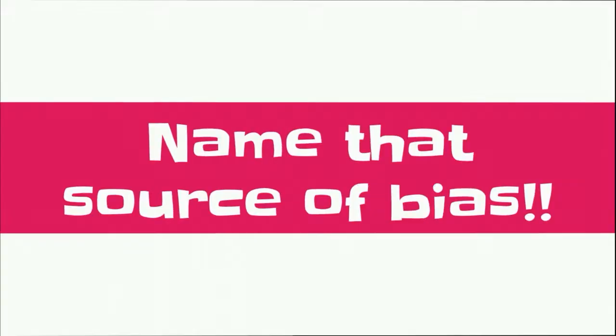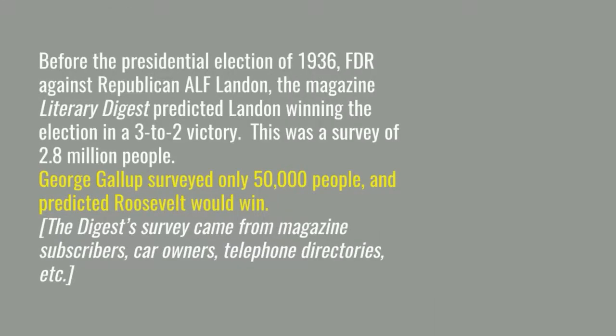So in this first scenario, before the presidential election, FDR against Republican Landon, the magazine Literary Digest predicted that Landon would win in a 3-2 victory. And this was a survey of 2.8 million people. George Gallup did another poll with only 50,000 people and predicted that Roosevelt would win.